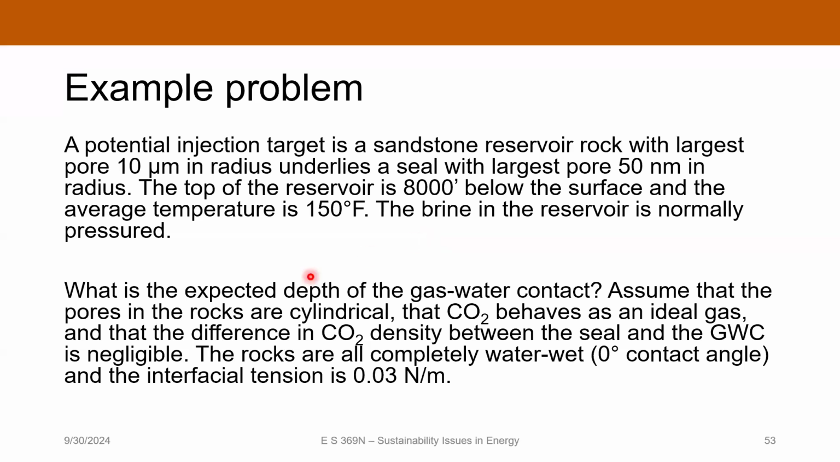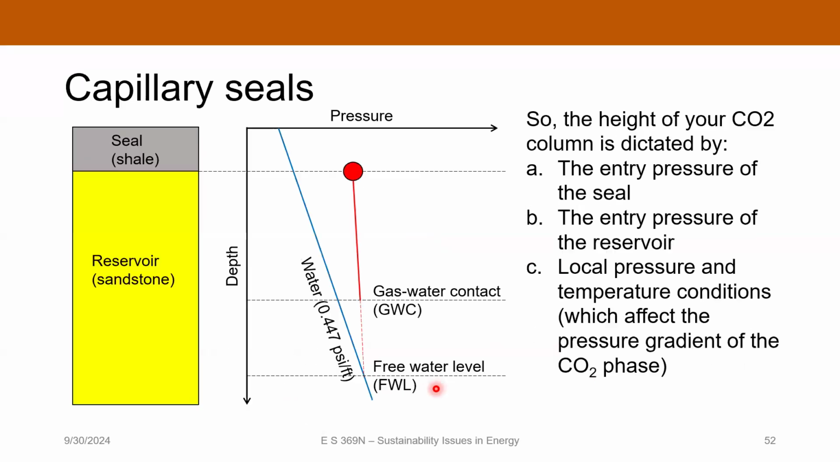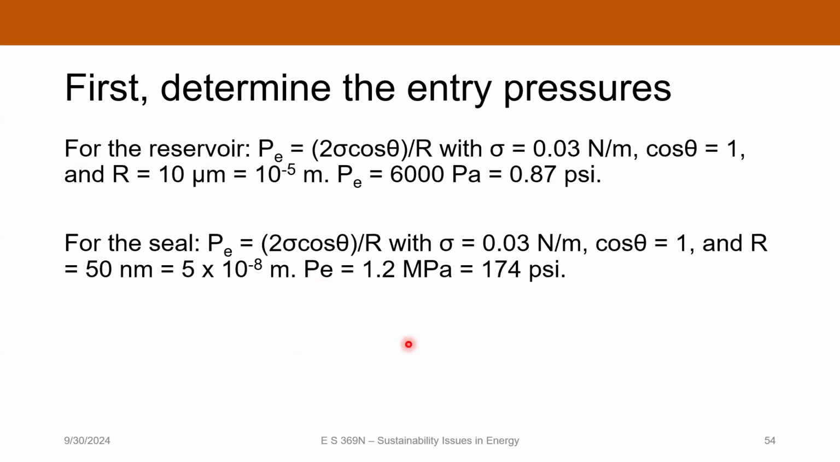So we'll assume the rocks are cylindrical, ideal gas behavior, completely water wet, and the interfacial tension is 0.03. Okay, that should be all the information we need. First of all, we're going to define the entry pressures for the seal and the reservoir, because those are the capillary pressures we're going to need to figure out the thickness of this column. We'll use Washburn's equation for this.